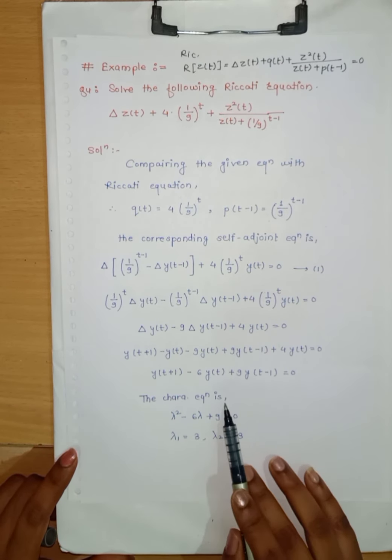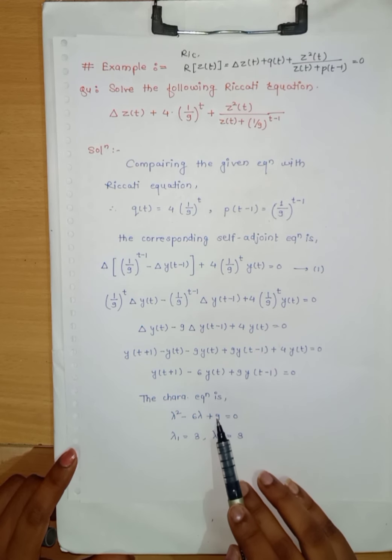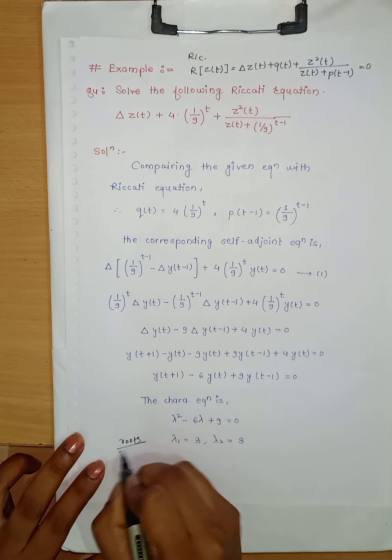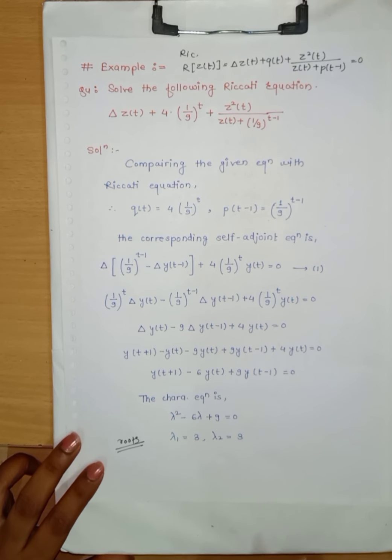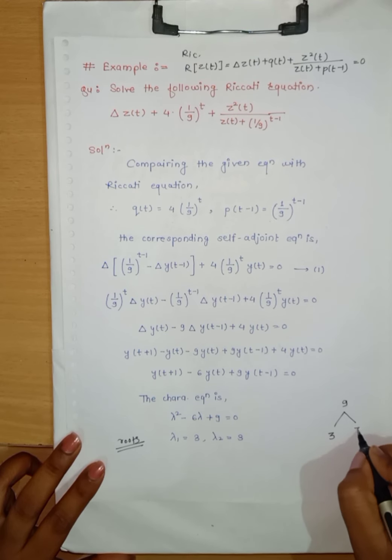Next, the characteristic equation is λ² minus 6λ plus 9 equals 0. And the roots are λ1 equals 3 and λ2 equals 3. We can take out the roots like this.